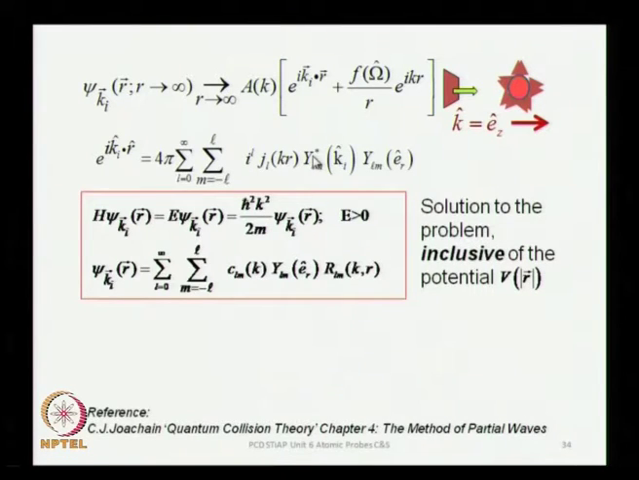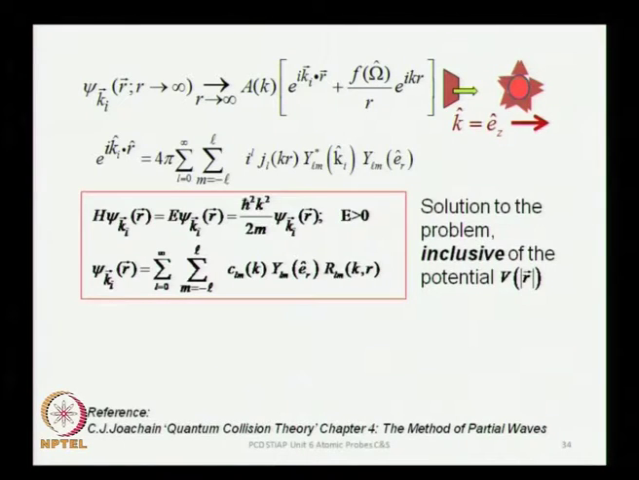This solution must agree with the solution to the complete quantum mechanical problem, which is H psi equal to E psi. E is h cross square k square over 2m for positive energies. And for this you will have a solution which again you can write in terms of spherical harmonics and the radial solutions, but with new coefficients c, and these are now the unknowns of the problem.